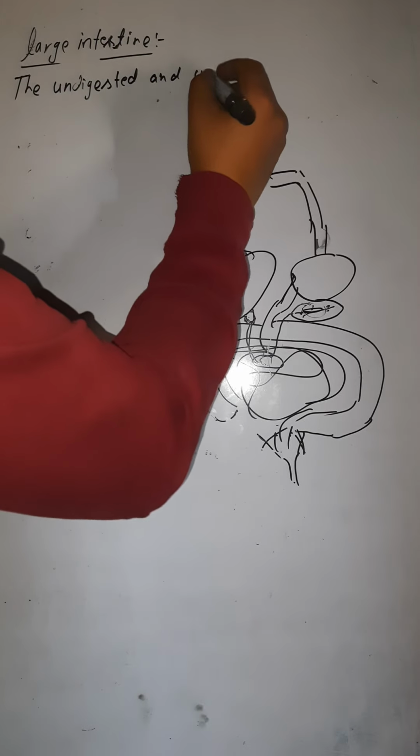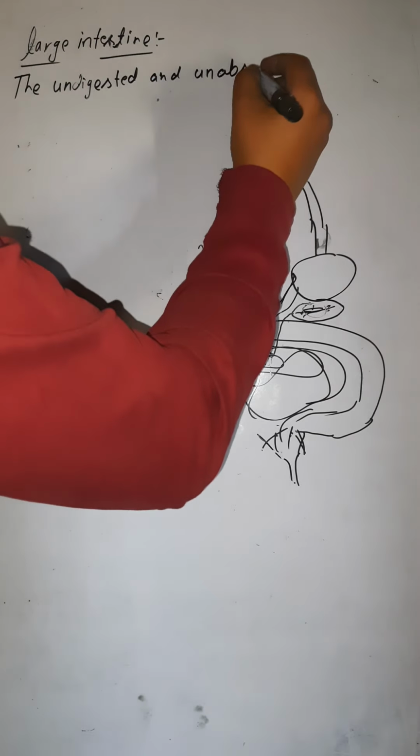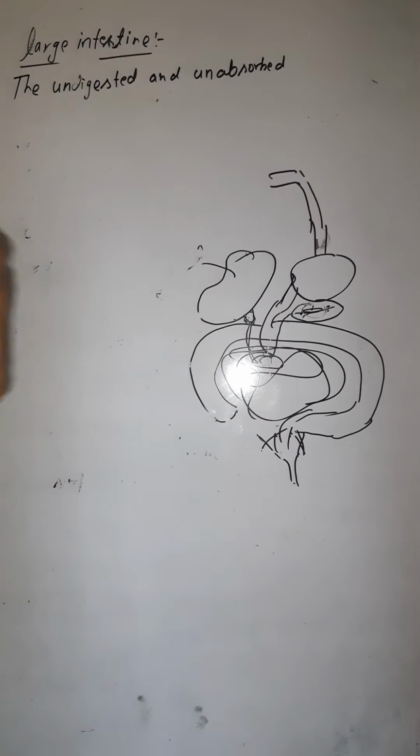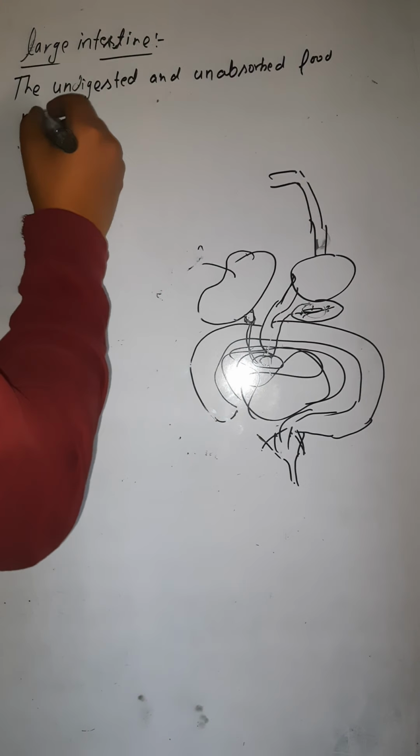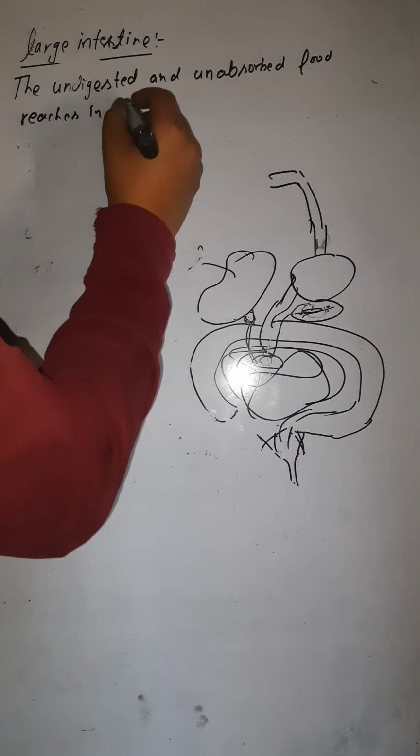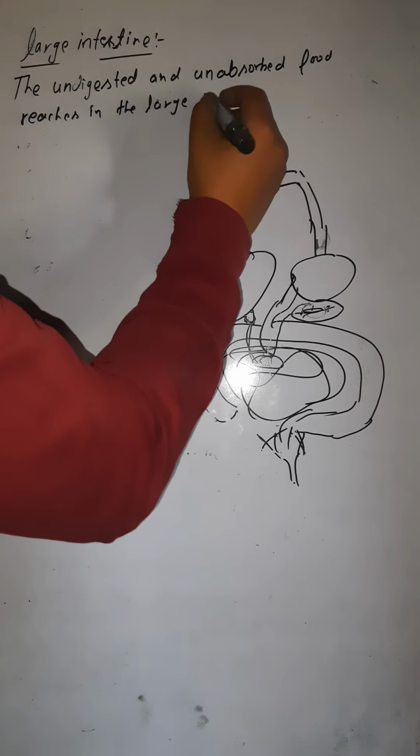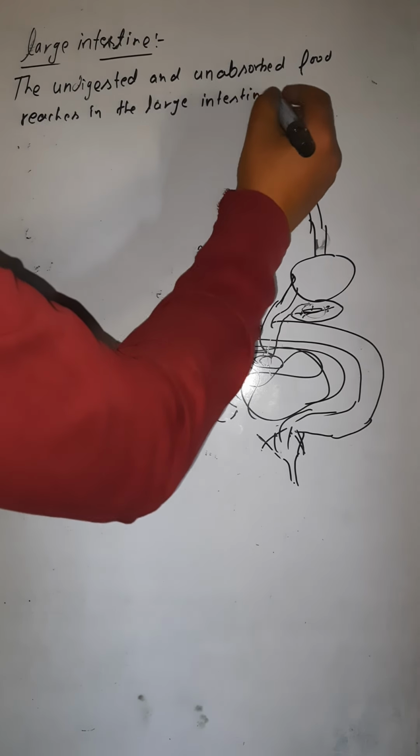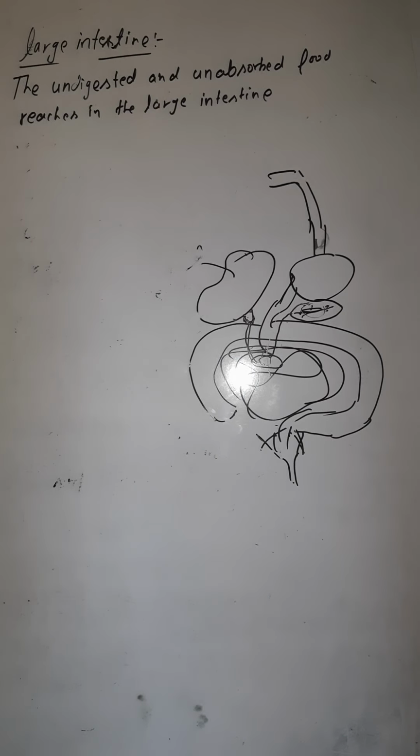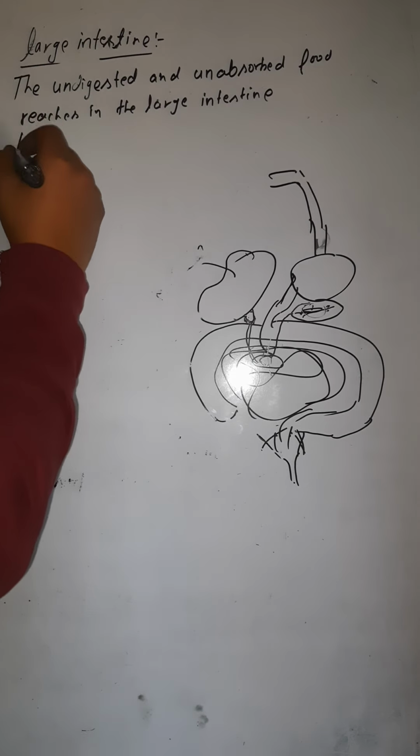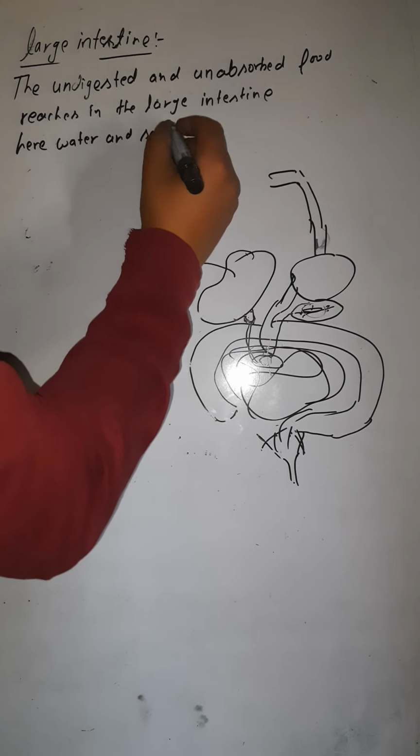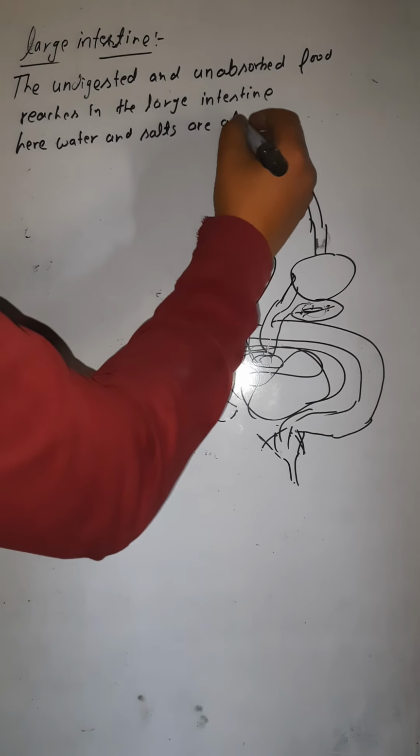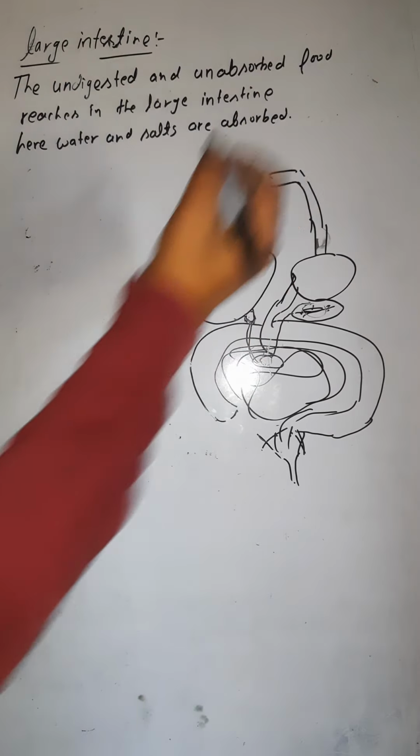Okay, so here I am writing: the undigested and unabsorbed food reaches the large intestine, okay, here water and salts are absorbed. Water and salts are absorbed in the large intestine.